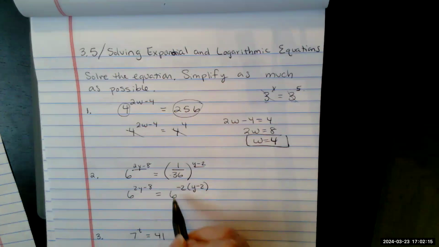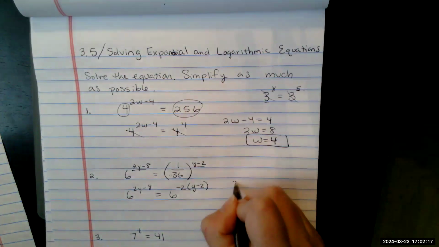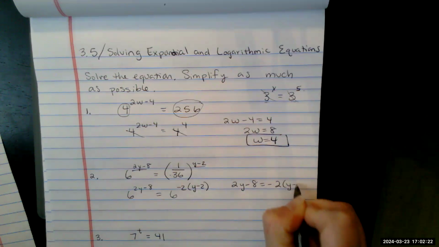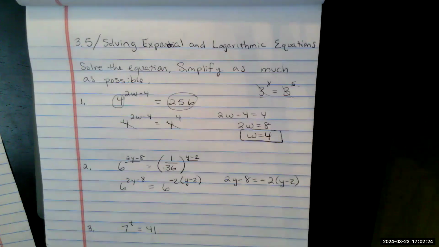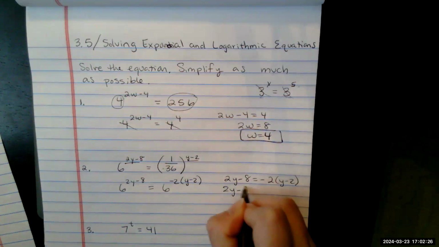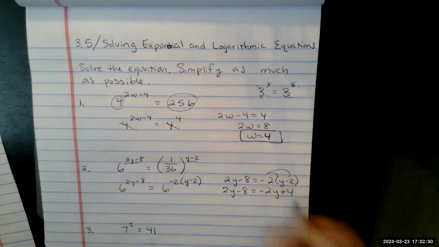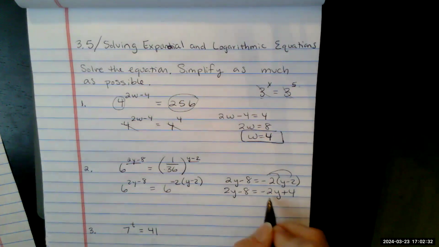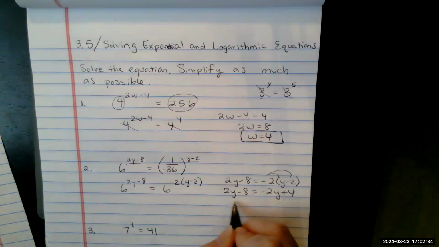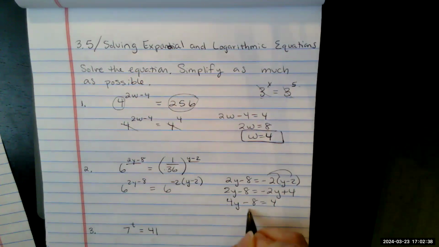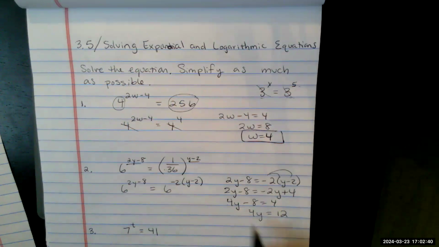But now that I've written it where the 6's are the same, I can set the exponents equal to each other and solve from there. So I'm going to distribute my -2 and solve. So I'm going to add the 2y over here, add the 8, and divide by 4.